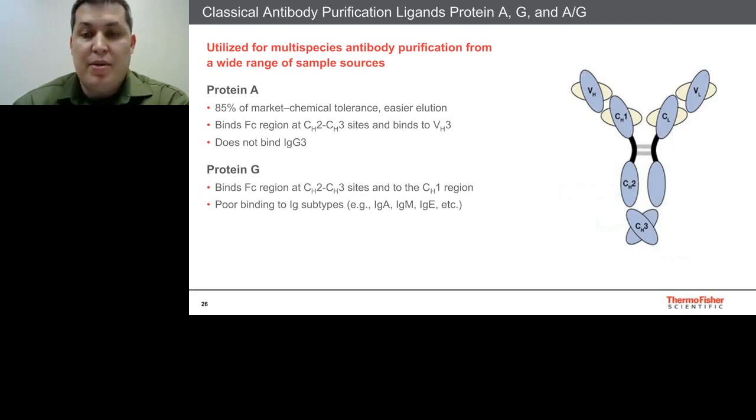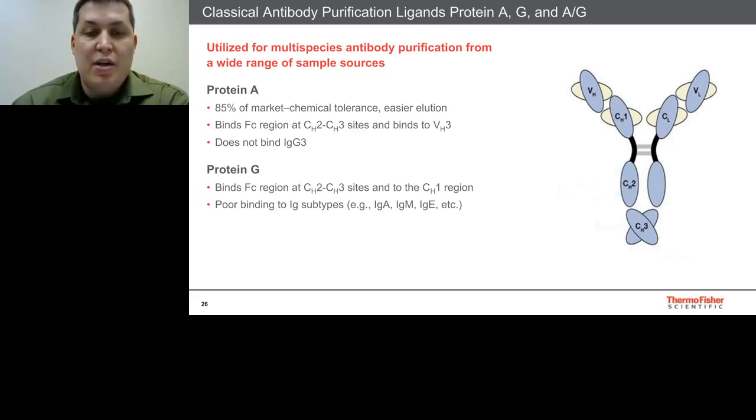In addition, protein G binds IgG3 and has poor binding to other IgG subtypes, such as IgA and IgM. The disadvantage of using protein G is that it does have lower chemical compatibility, and typically harsher conditions are needed to elute.